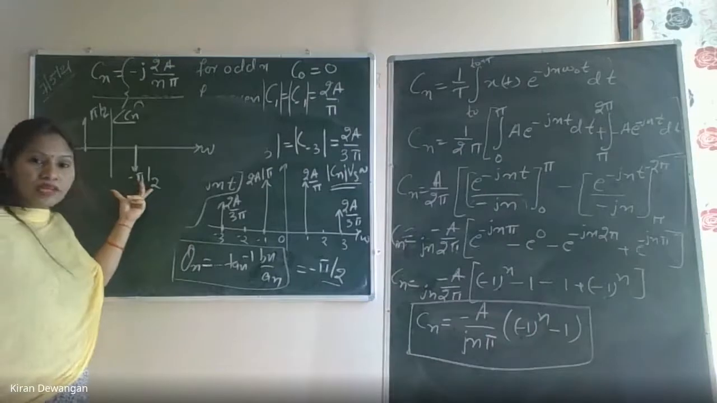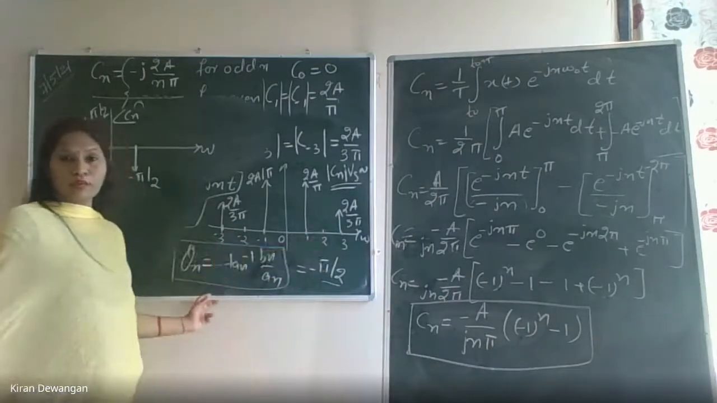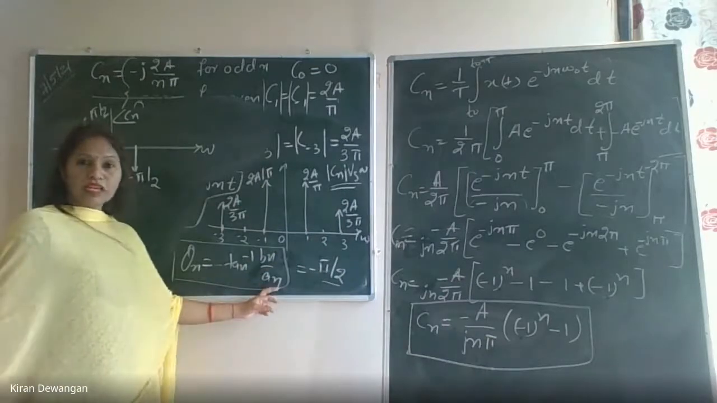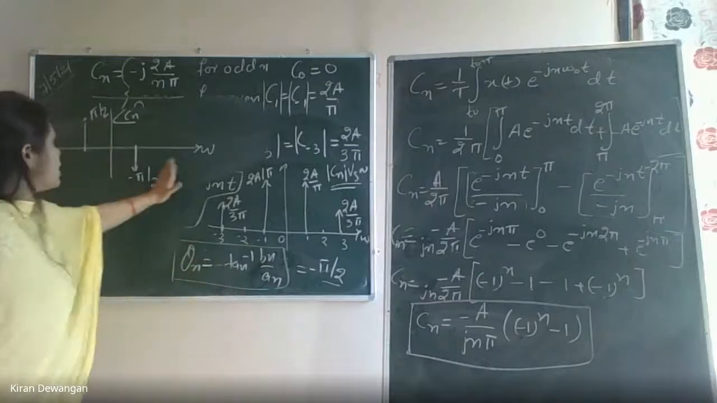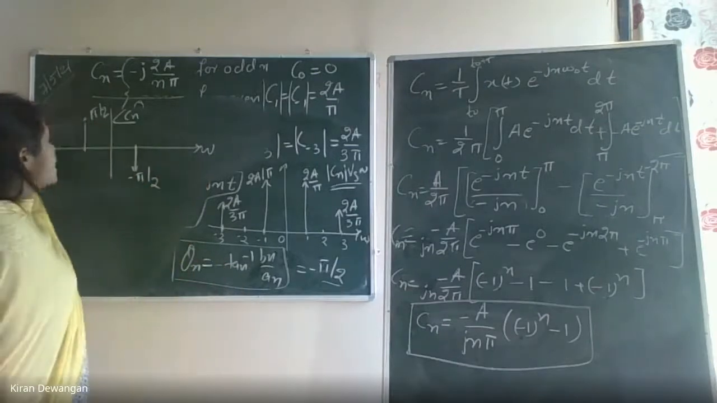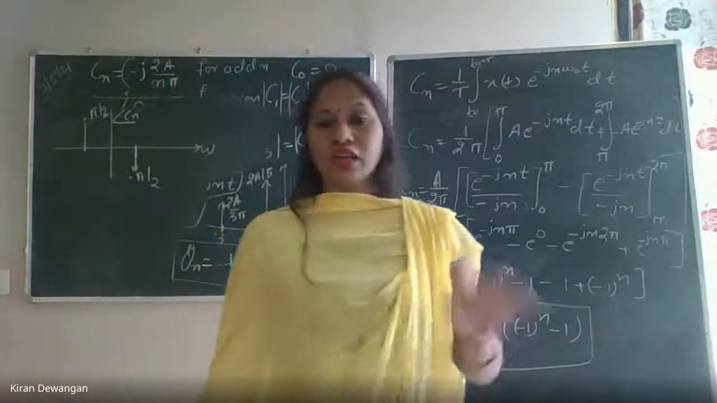And this side it is minus pi by 2, this side it will be plus pi by 2. And for all the values of n, this will be same. That is minus pi by 2, plus pi by 2. That will be same. This side it will be minus value. This side it will be plus value. Is this part clear again? The phase plot is also clear to everyone.